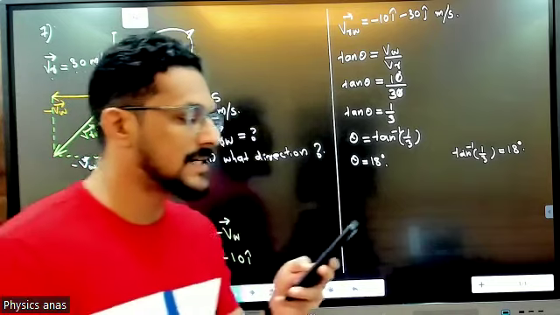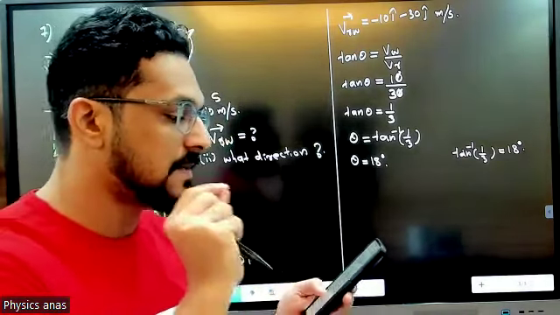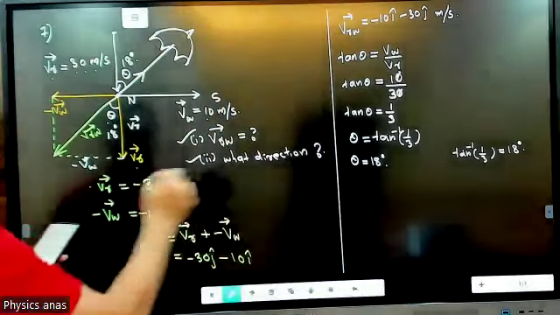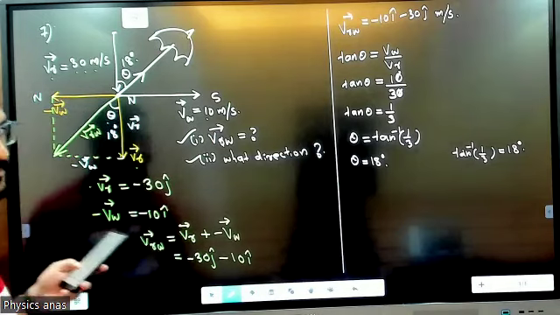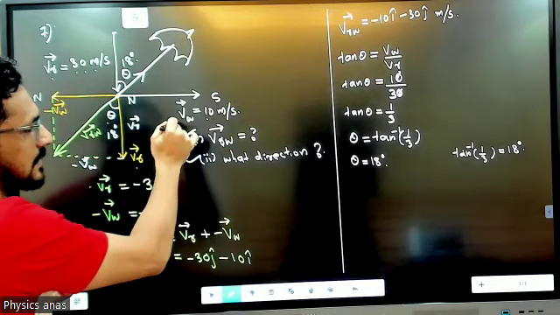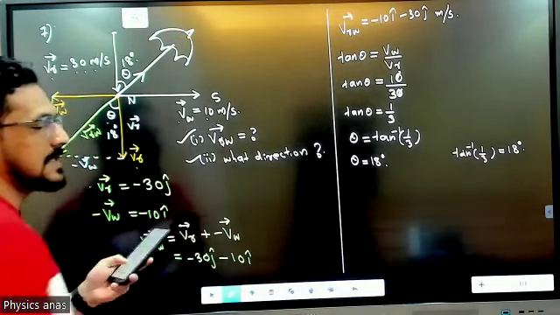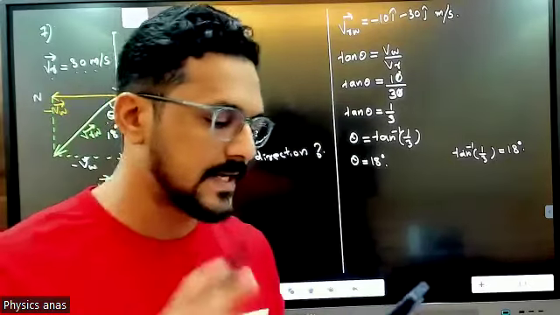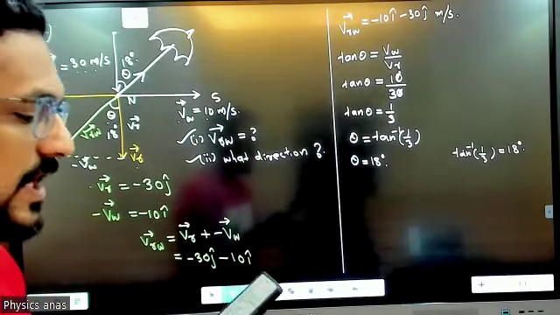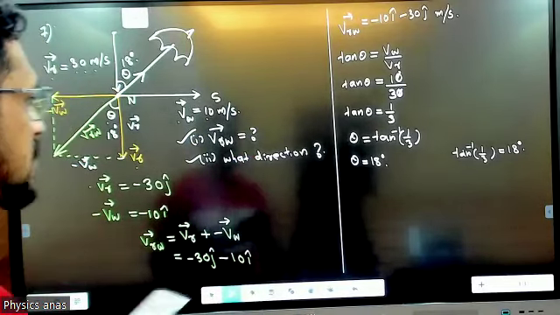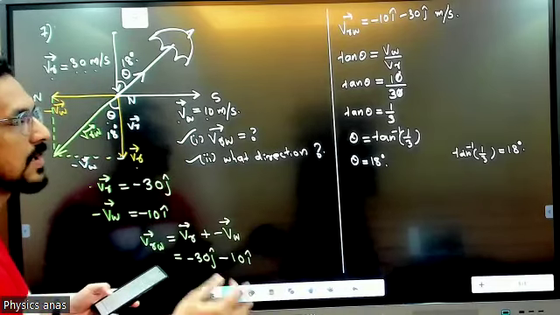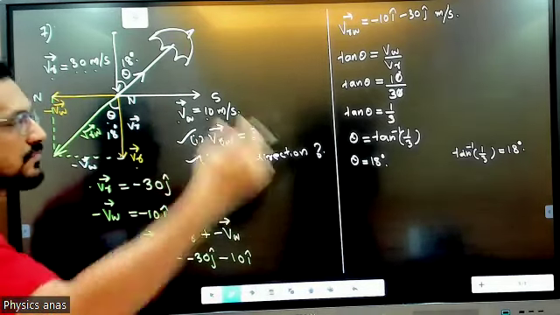A woman rides a bicycle with a speed of 10 meters per second in the north to south direction. I am taking north here and south here. So the woman's velocity is written as VW and that velocity is 10 meters per second in the north to south direction. What is the relative velocity of rain with respect to the woman? That is the question.